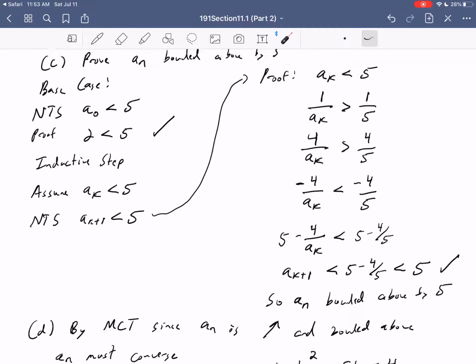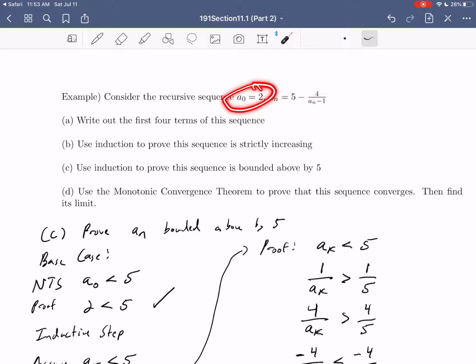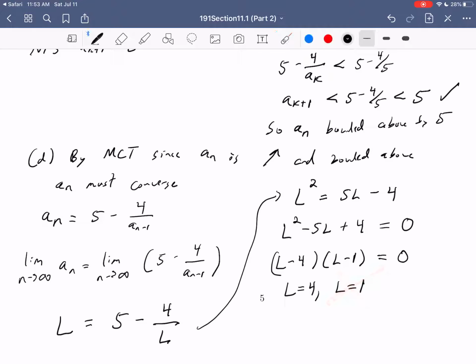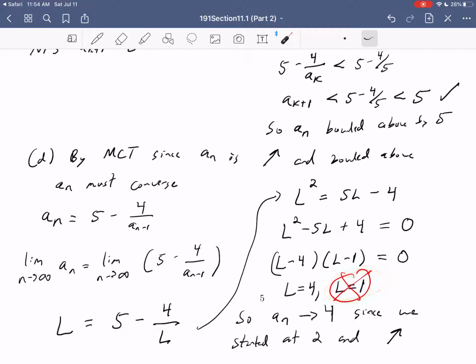But keep in mind, we also know that we started at 2, and we proved that it's strictly increasing. So we started at 2, and we've been strictly going up, so that means 1 doesn't make sense. So a sub n converges to 4 since we started at 2 and increased, which means there's no way we ended up at 1. If we had started at 2 and strictly decreased, then the limit could have been 1, but since we started at 2 and we're strictly going up, the limit must be 4.